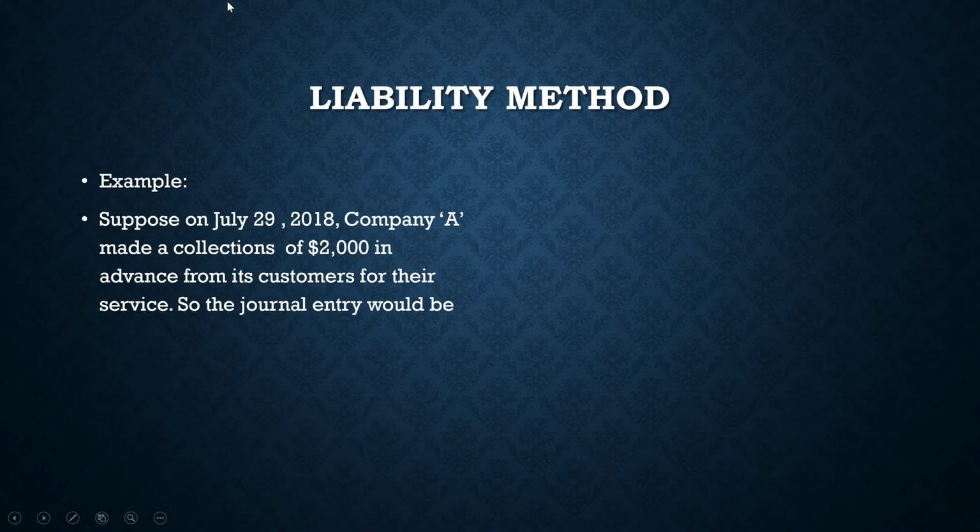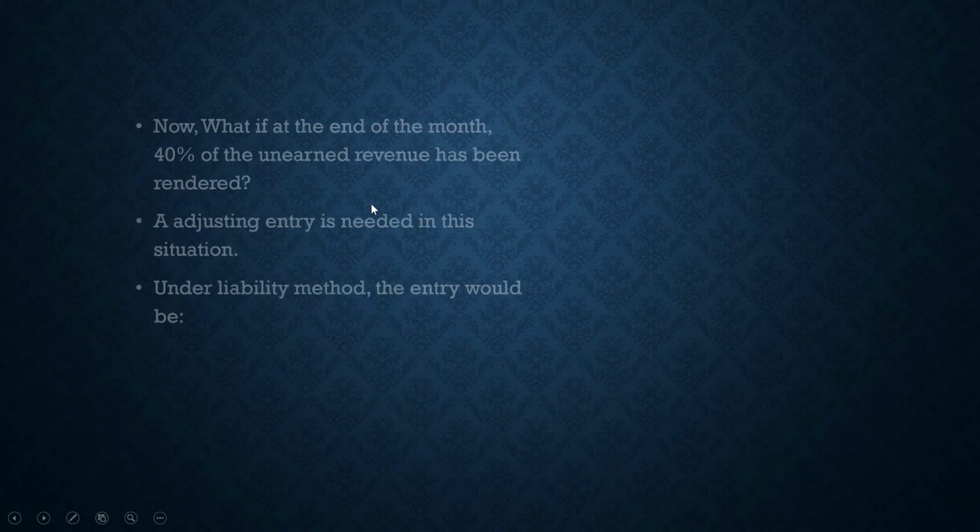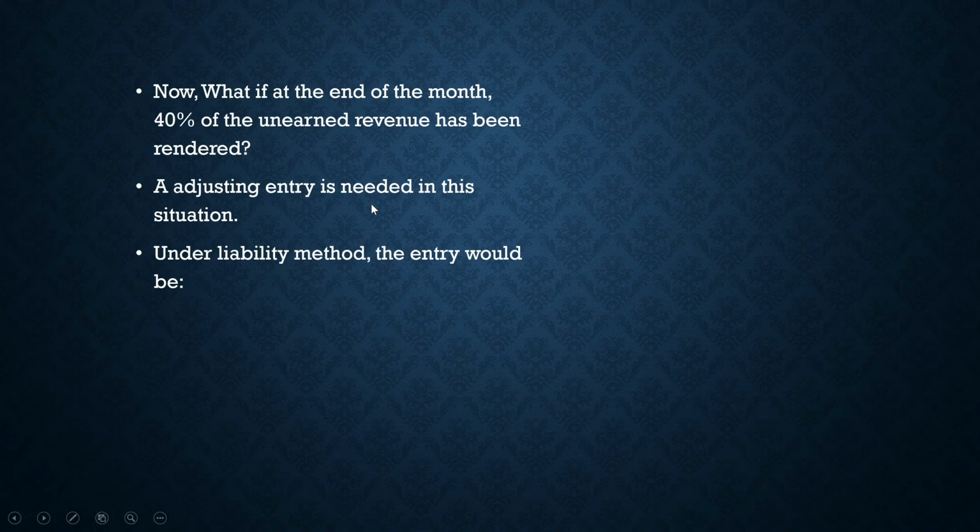Suppose on July 29, 2018, Company A made a collection of $2,000 in advance from its customers for their services. So the journal entry would be $2,000 of cash being debited and $2,000 of unearned revenue being credited. Now, what if at the end of the month, 40% of the unearned revenue has been rendered? An adjusting entry is needed in this situation for sure.